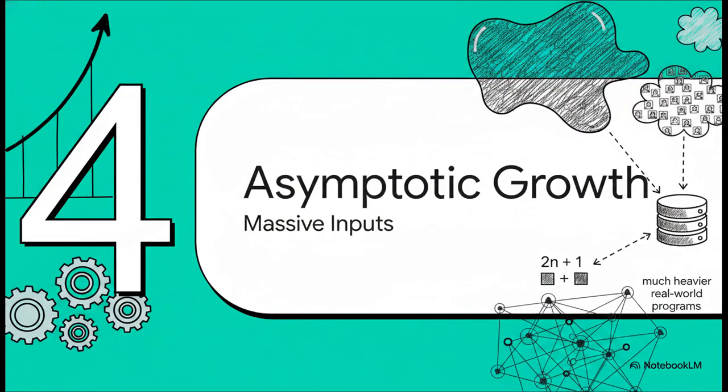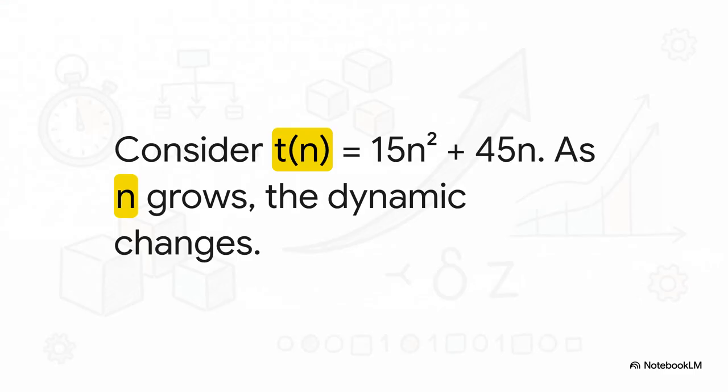Part 4: scaling up, asymptotic growth, and dealing with massive inputs. What happens when our algorithms get much more complex and our data grows massively? I mean, a simple linear 2n + 1 is easy to visualize, but real-world programs handling databases are so much heavier. Take a look at this more complex time complexity function: T(n) = 15n² + 45n. Imagine an algorithm that requires this specific number of operations to process n items.